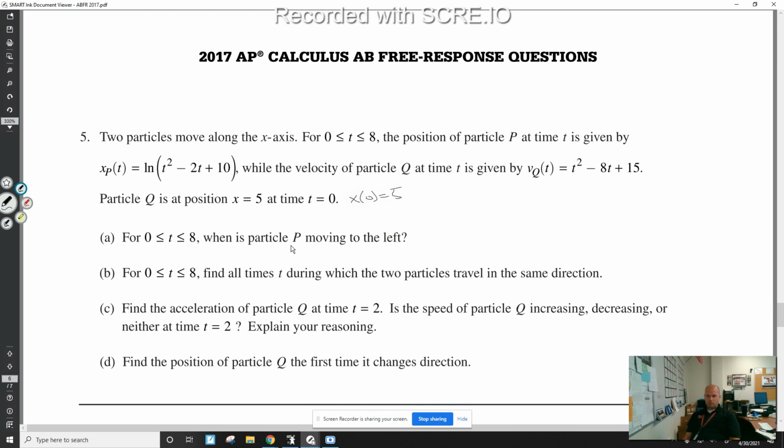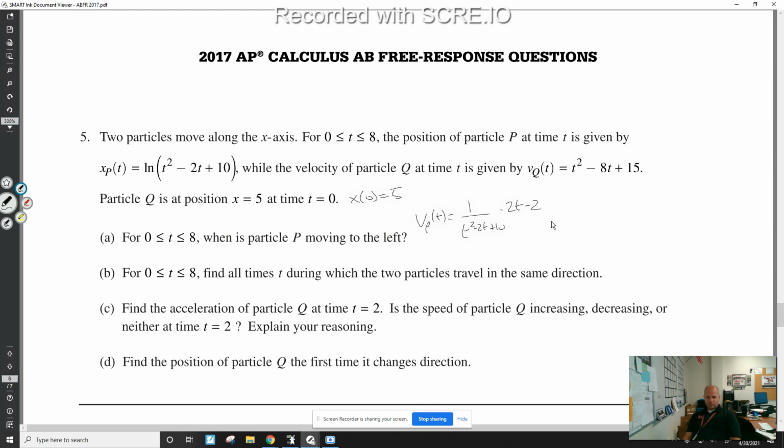When is particle P moving to the left? Particle P is moving to the left when its position is decreasing. If you think about position, moving to the left would mean going from positive to less positive to negative positions, or position decreasing, which means velocity is negative. Okay, so we got to find the velocity, v of P of t. Got to take the derivative of this. This is without a calculator. Don't worry about it, guys, no calculators.